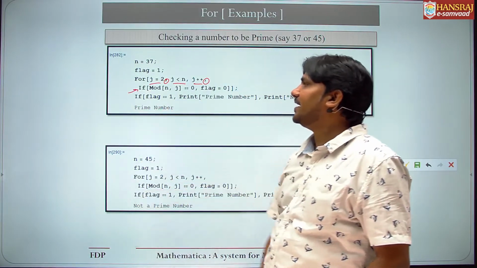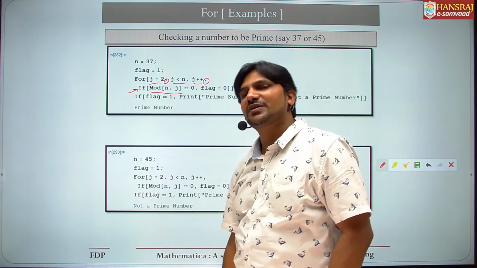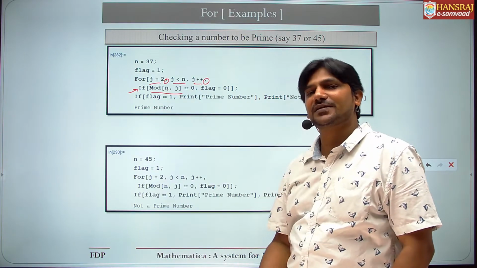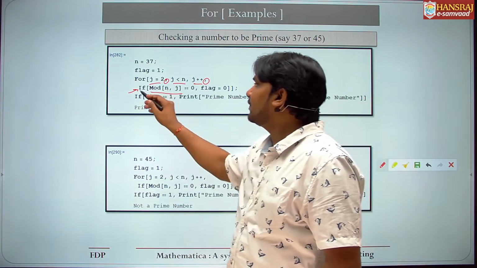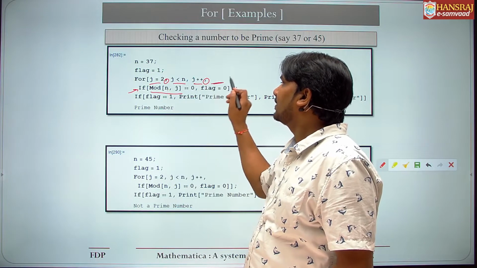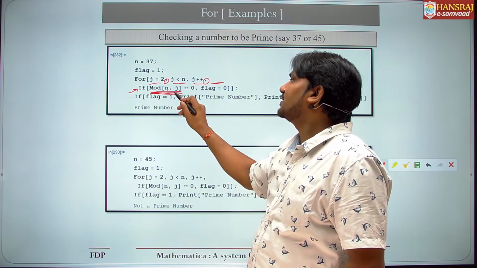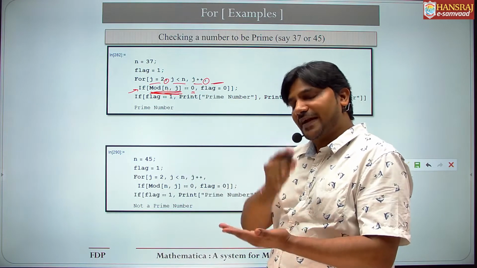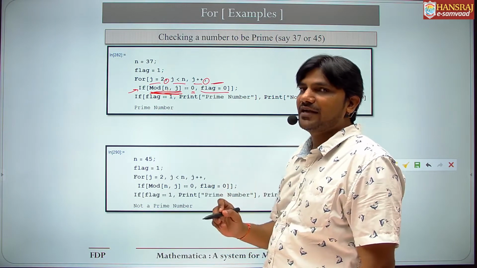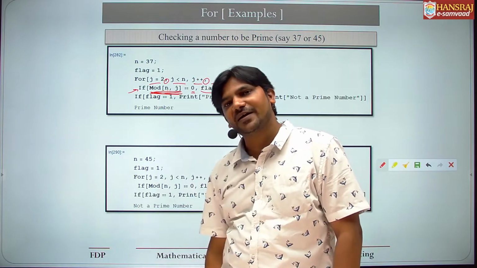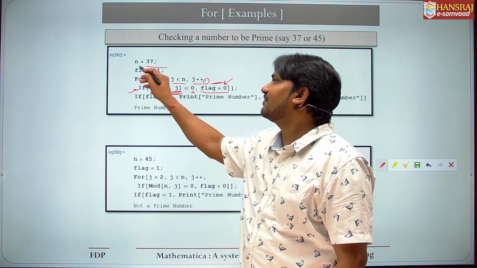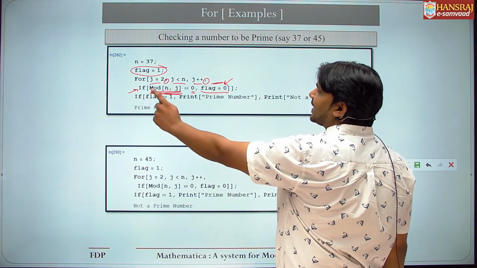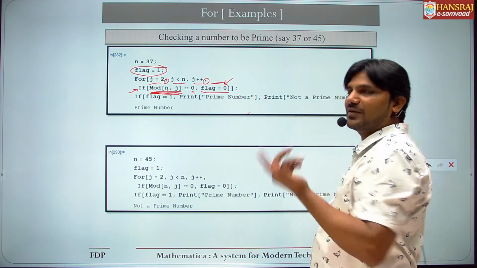Now you can see mod of n, j. Mod of n, j means you divide n by j and find the remainder. So getting a remainder is done with the built-in function mod. In the body, if the number is divisible by j, it will give remainder 0, so the flag becomes 0, right? And if no number divides it, this statement will not execute, so the flag will always be 1 because it is not changed. That's why outside the for loop we check: if flag is 1, print prime number, otherwise not a prime number. Very simple, right?